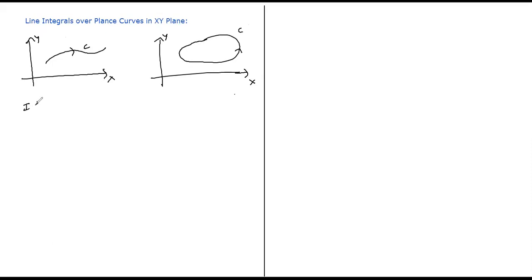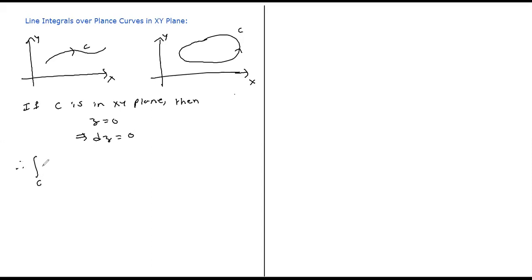If C lies in the xy plane, then z equal to 0. Because on the xy plane there are only two dimensions, x and y, there is no z. So when z equal to 0, then what will be dz? dz will be 0. Is it okay?